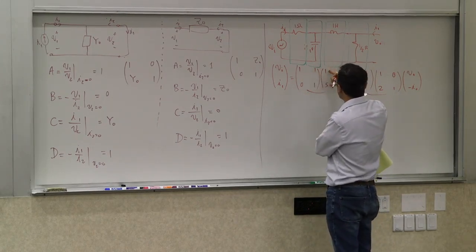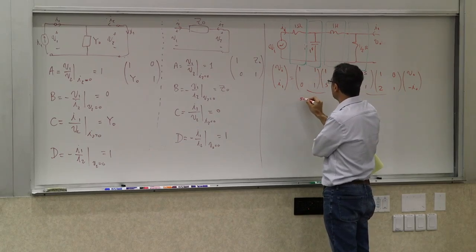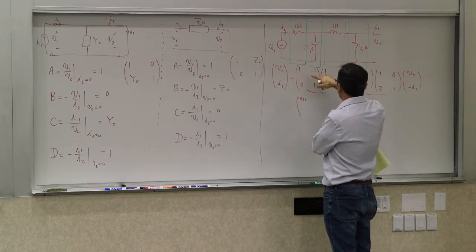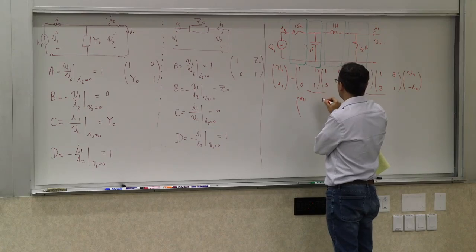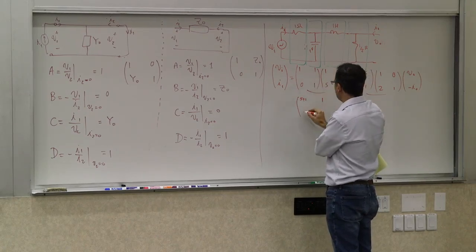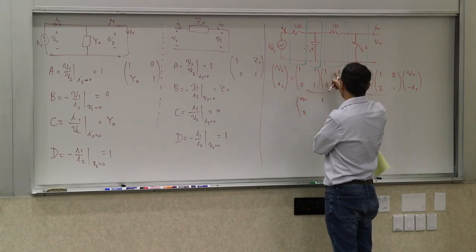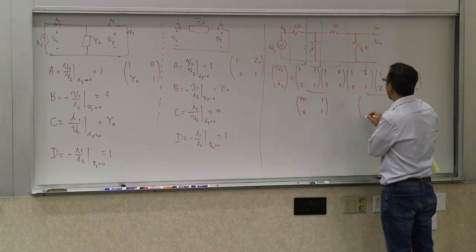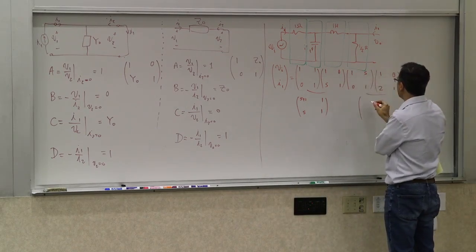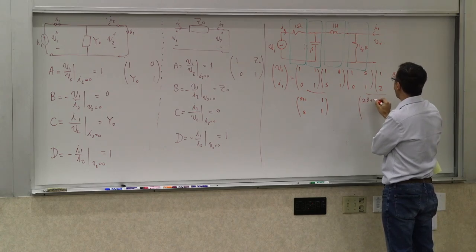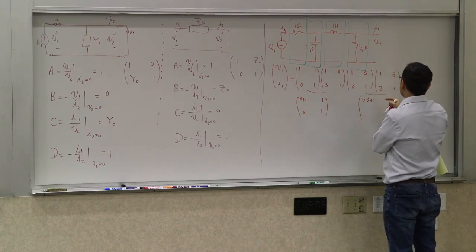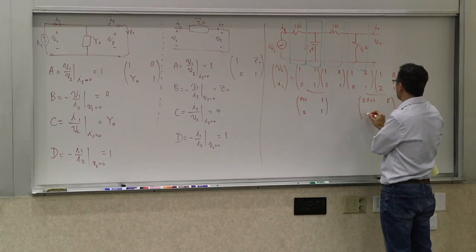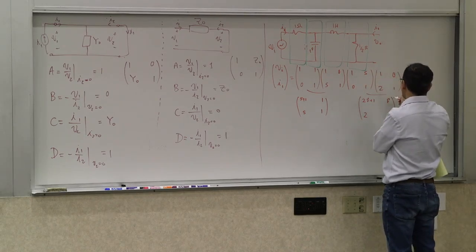So this times that gives you S plus 1. This times that gives you a 1. This times that gives you an S. And this times that gives you a 1. And here between these two, you have this times that gives you 2S plus 1. This times that gives you S. This times that gives you 2. And this times that gives you a 1.